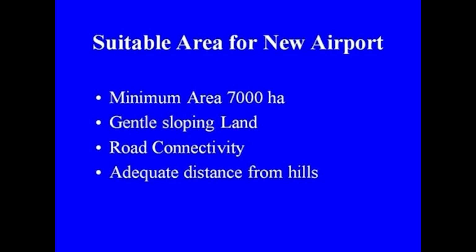The new airport is to be developed within a buffer zone which is 25 to 35 kilometers from the city center. It must have a minimum area of 7000 hectares. The land should be gently sloping, that is, the slope should vary between 5 to 15%. There should be adequate road connectivity, and it must maintain a good distance from the hills. So, based on this, the new airport area was identified.